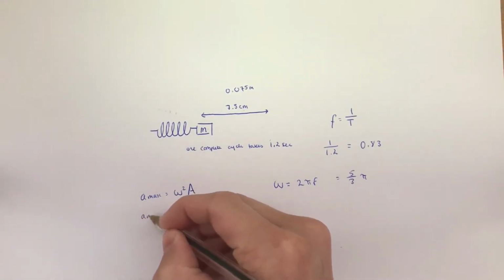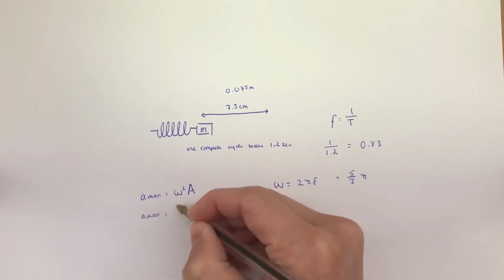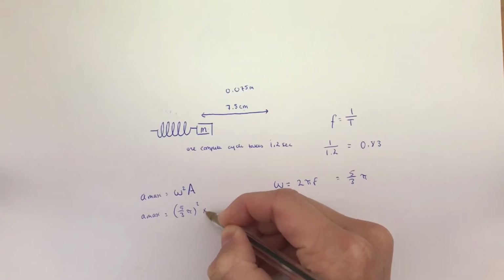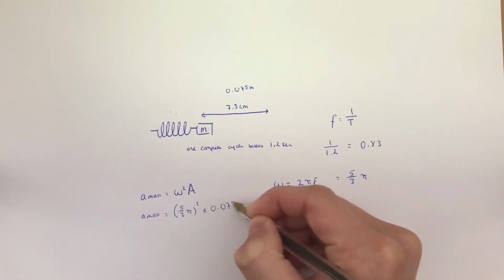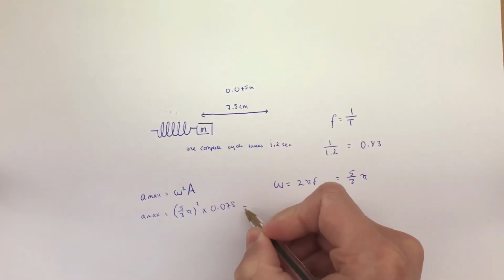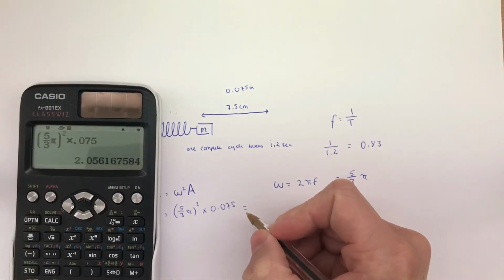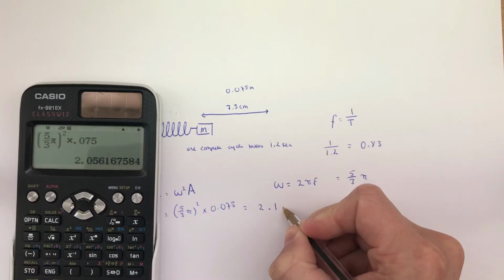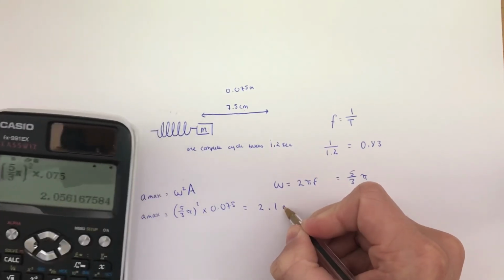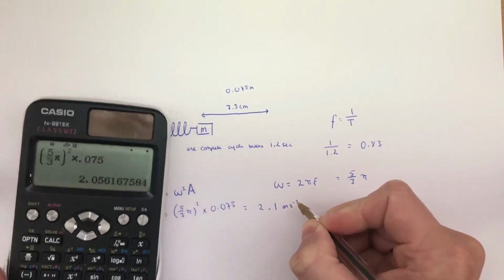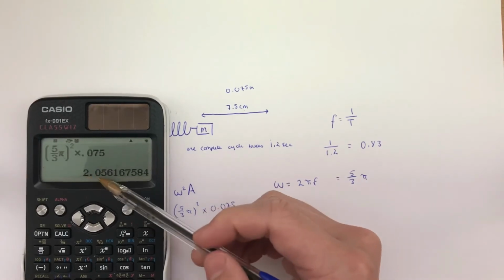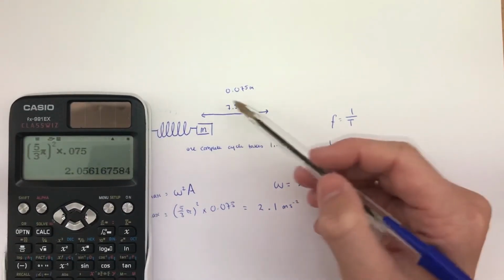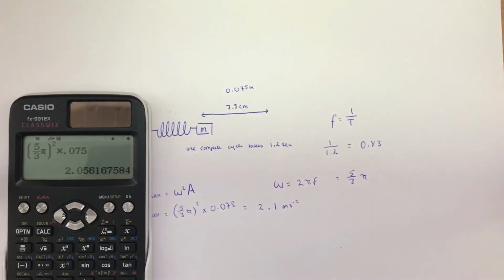So we know that A max is going to be equal to 5/3 pi squared times 0.075, which comes out as this lovely number, 2.05, but we put it as 2.1. And then what's the unit of acceleration? That's going to be meters per second squared. Put it as 2.1, not 2.05, because it rounds up and we give it to 2 significant figures, as that's what everything we have been given is.